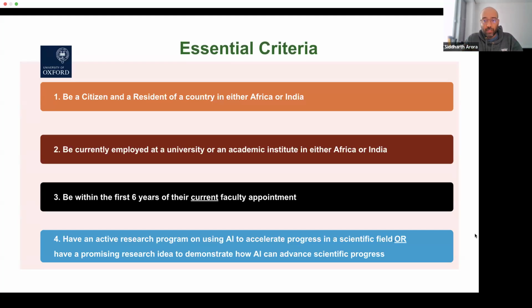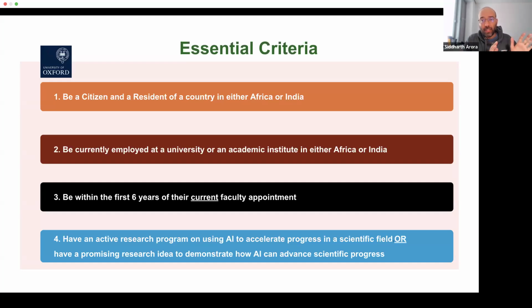Point number 4 is again quite important. You must have an active research program on using AI to accelerate progress in a scientific field. And by that, I mean one of the 3 priority areas or more. What I mean by that is you already are applying AI within those 3 priority areas. One of those or 2 of those or 3 of those, that's fine.